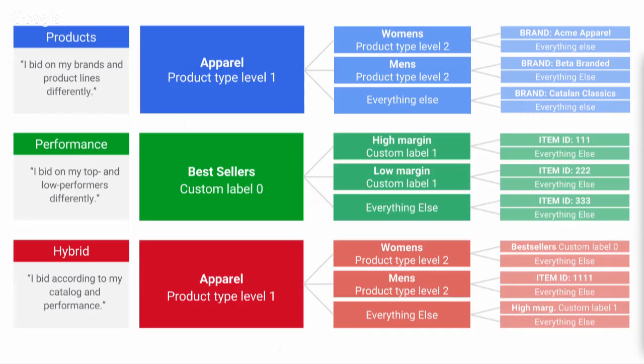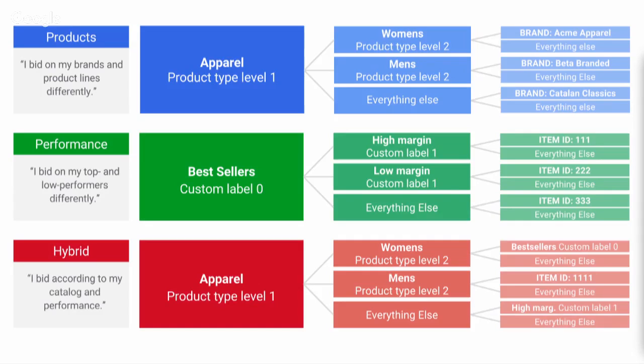The second approach is performance. So this is when you're doing top performing and low performing products. In this case, you would have a custom label for best-selling products. And we'll go into how to set up custom labels. But you would have your best-selling products and separate them based on their margin. So products that have a high profit margin versus products that have a low profit margin, and then maybe something for everything in between. Here, for those high profit margin products, you would separate it into item IDs and perhaps bid a certain way for item IDs that belong to the high margin group and another way for items that belong to the low margin group. And then the last visual here is the hybrid approach.